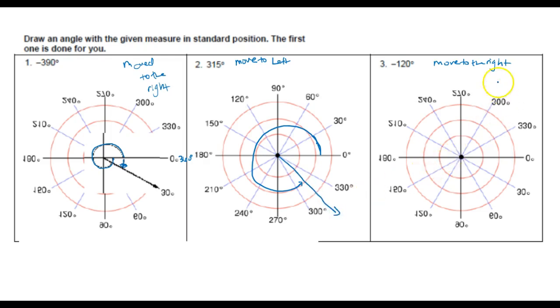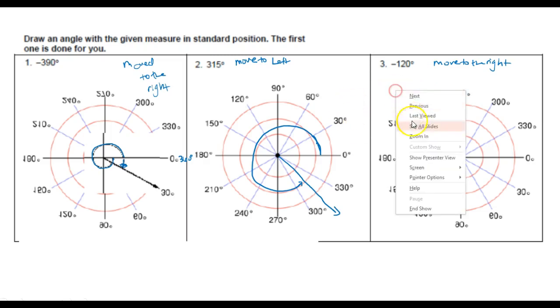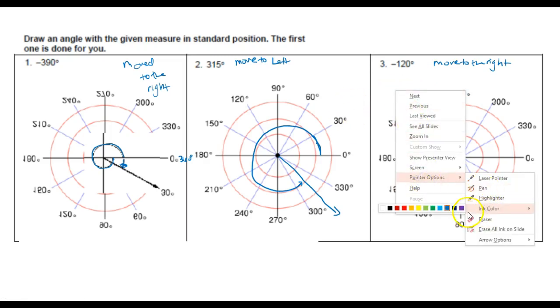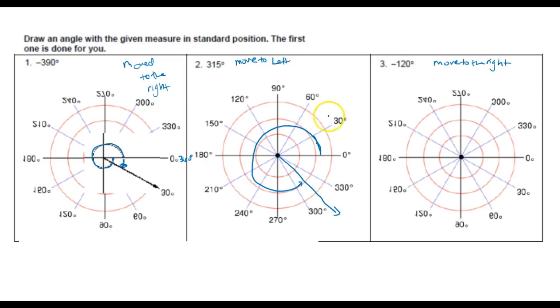Okay, and then for number 3, I'm going to draw that in a different color. Let's do purple. So we're going to start at 0, and we're going to instead move to the right. So think of it this way: 30, 60, 90, 120, and that would be negative 120.